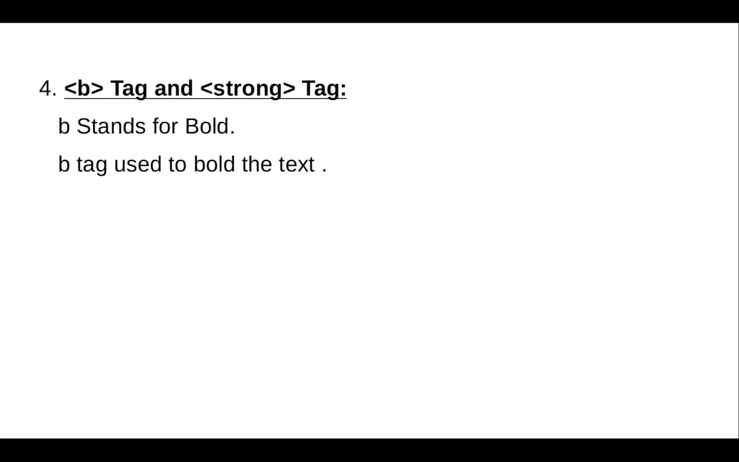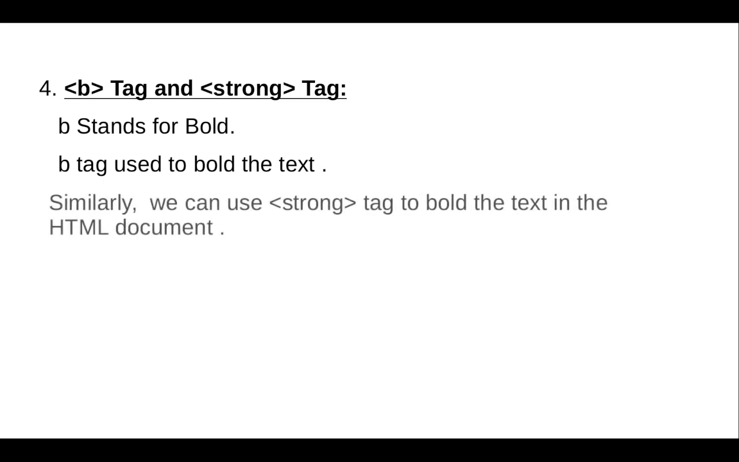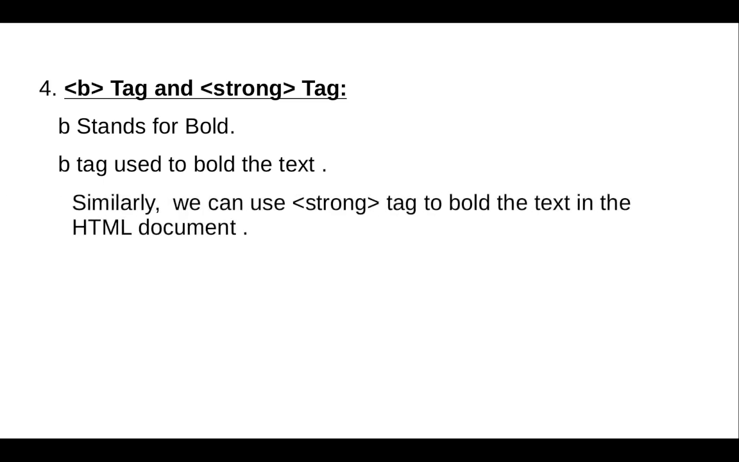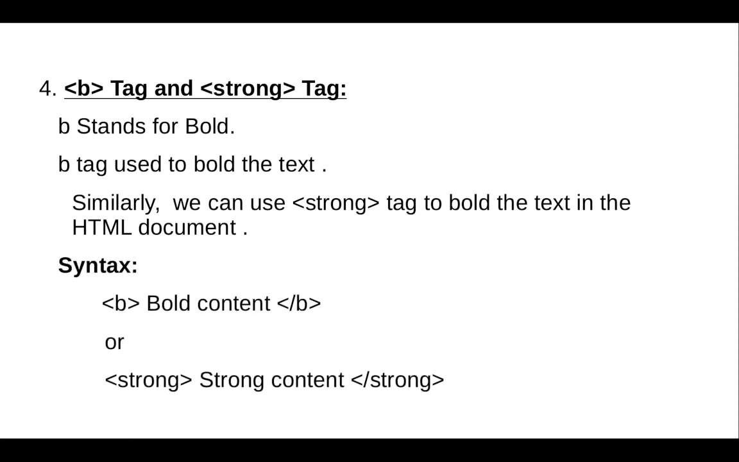B tag and strong tag. B stands for bold. B tag used to bold the text. Similarly, we can use strong tag to bold the text in the HTML document. Syntax is B, open the B tag, then some content, then close the B tag. Or we can use also strong tag, then some content, then close strong tag.